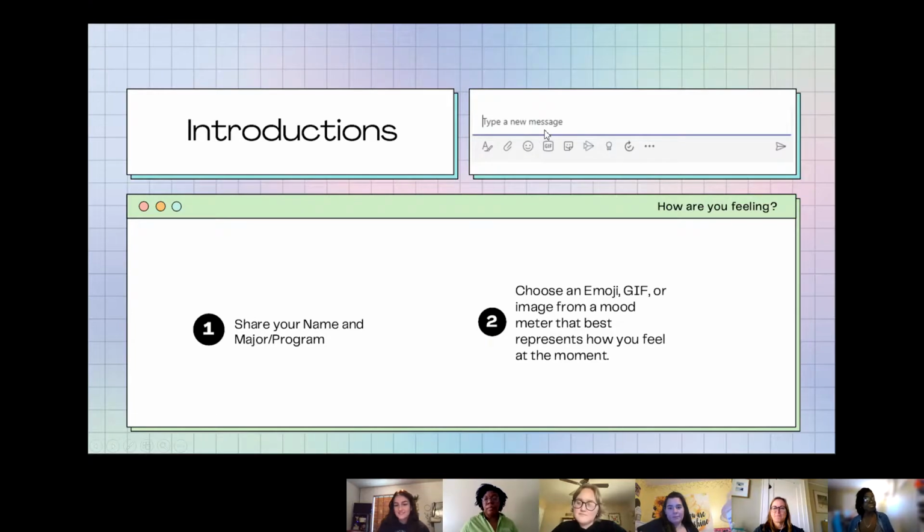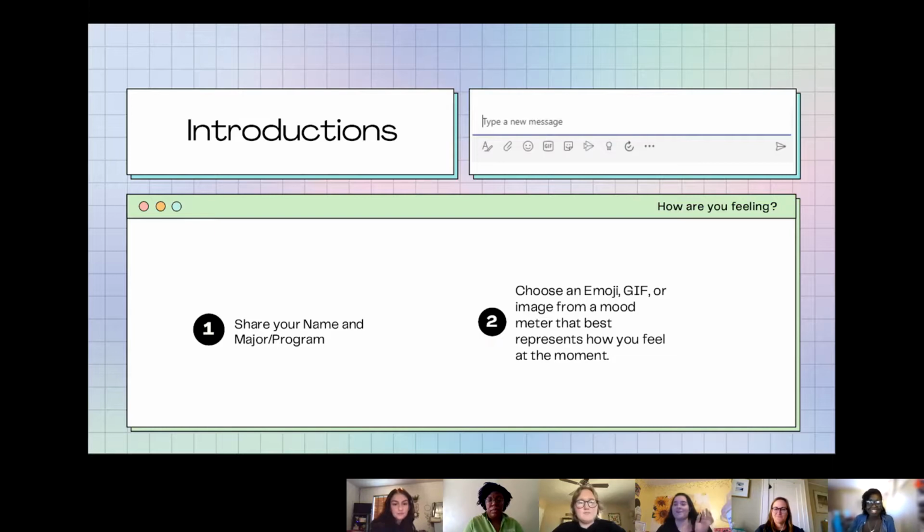Sorry. If that's okay, you can still just choose, if you want to copy and paste something, put it in there, or type a description or a word, anything. But I guess, Hannah, we'll have you start and share your name, and then the major and program that you're in, and then why you chose the GIF or the emoji you did, and then how you're feeling about this semester so far, and then also about today.